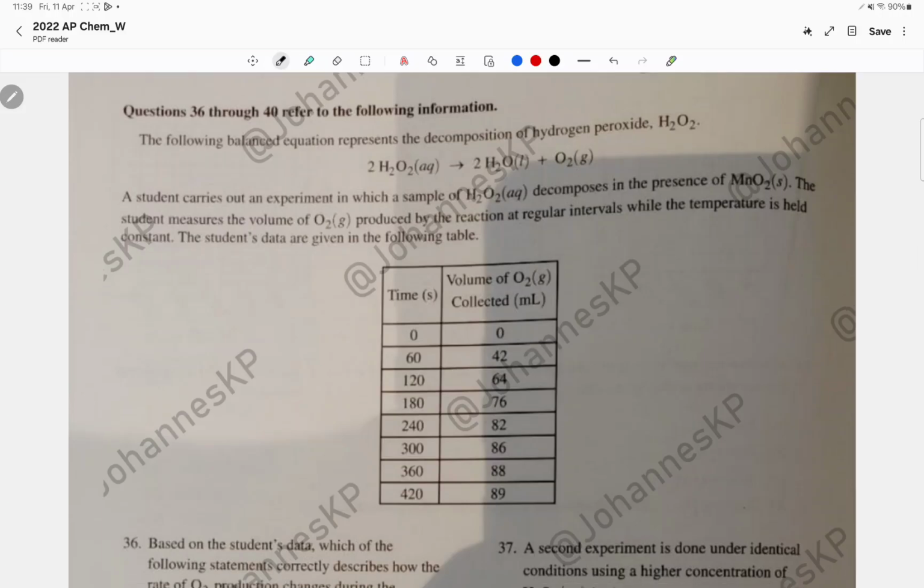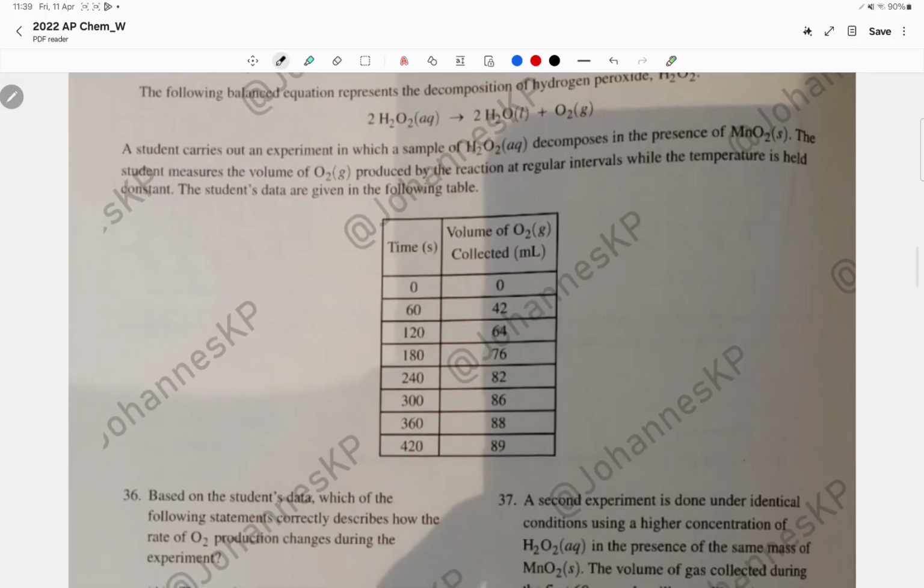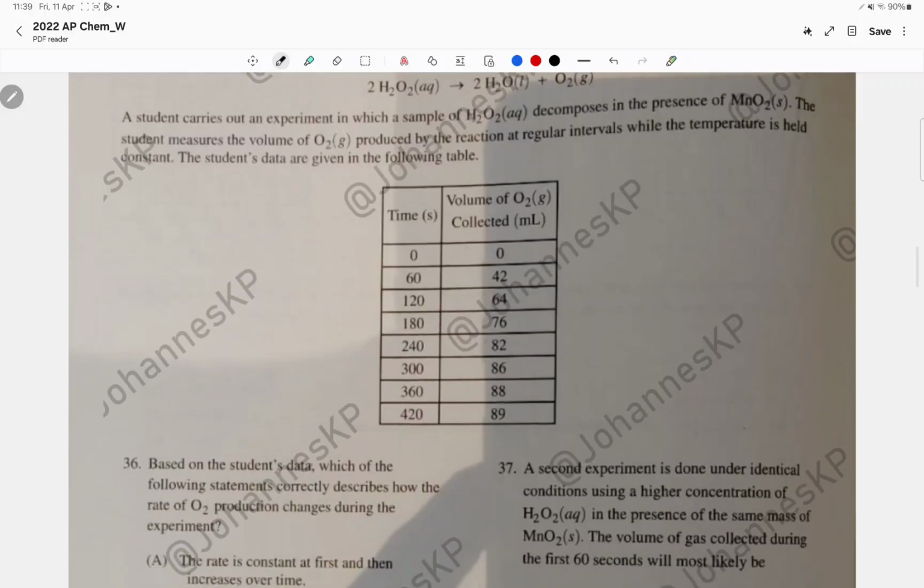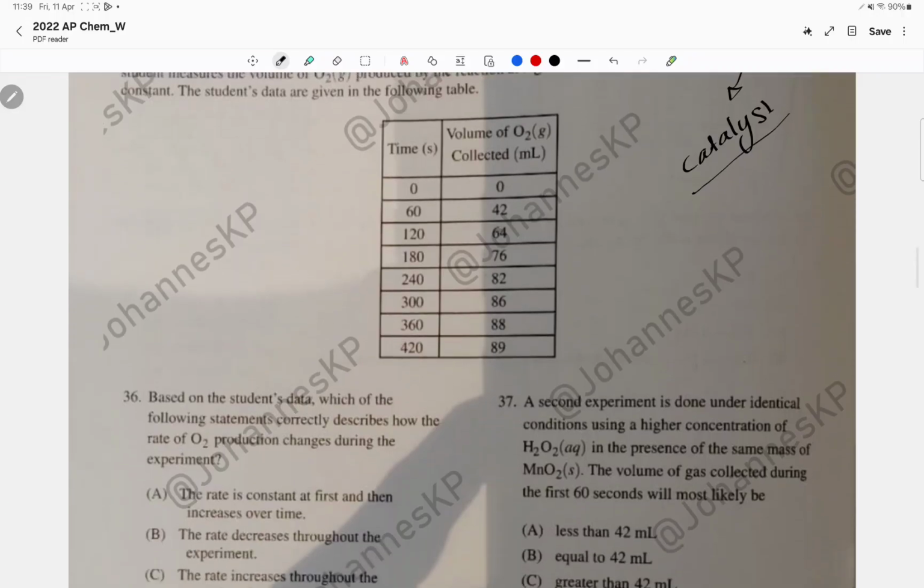Okay, so 36. Look, so MnO2. Do we see it in the reaction? No. Why is that? Well, it's a catalyst. Okay. Now, what's happened to the O2 over time? Is it increasing? Yes, it is increasing, but at a slowing rate, correct? Yeah.